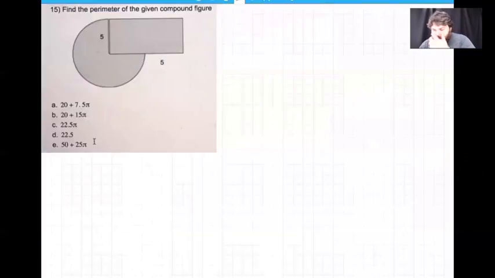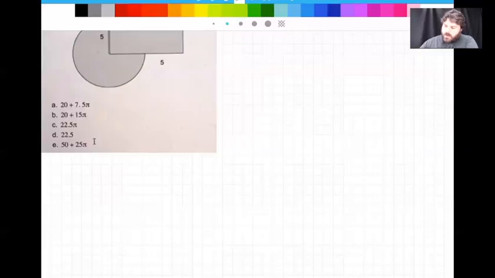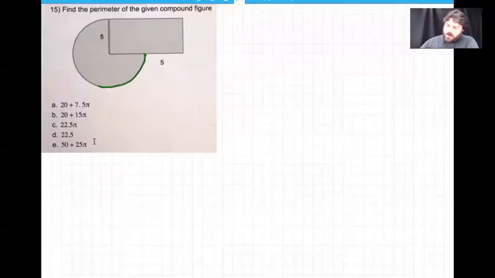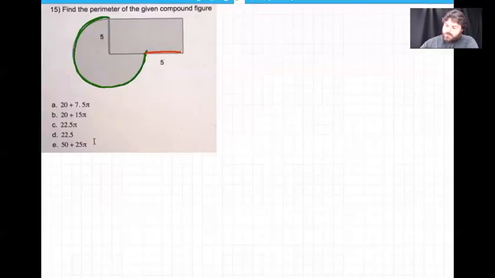All right, 15, find the perimeter of the given compound figure. All right, so we're asked to find the perimeter. Well, the perimeter is the distance around the outside. So we're looking at this almost like a whistle-shaped object. Well, if I take this and break it up into 2 pieces, I could find the perimeter of this piece, and then I could add to it the perimeter of this piece. It's almost like there's 2 different problems here. Okay, I'm just going to add these together.